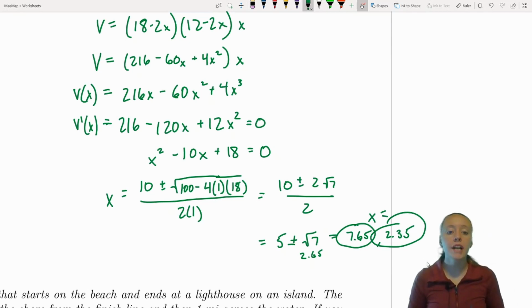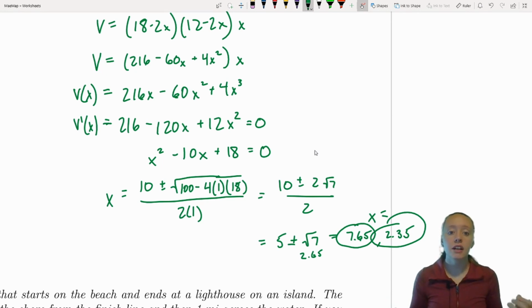And remember, we're trying to maximize this volume. So which one is it? Do they both give us a maximum volume? Well, let's think, because remember, if we take the second derivative, and for those x values the second derivative is positive, that means we're concave up and at a minimum. If that second derivative is negative, that means we're at a maximum. So let's try to figure out which one is the maximum.